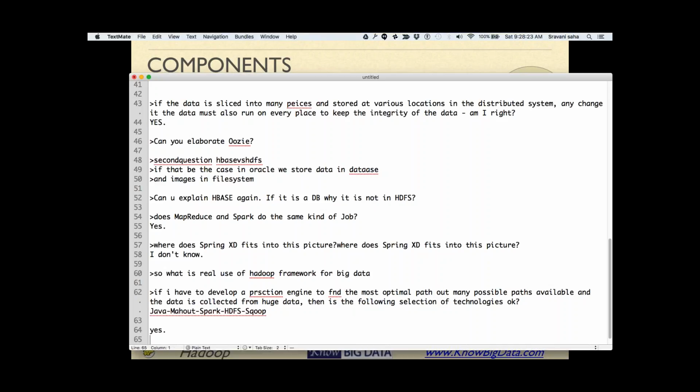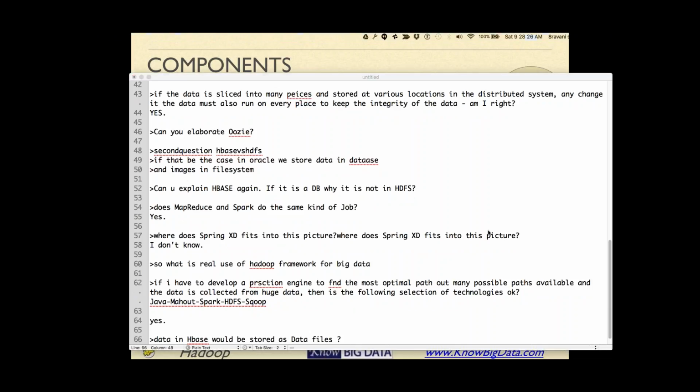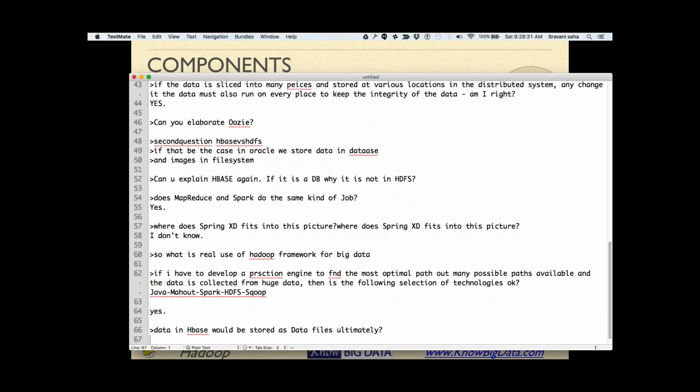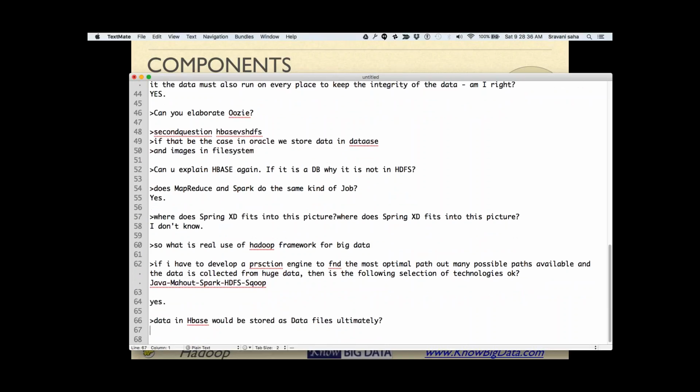A question from Abhay is that data in HBase would be stored in data files. Ultimately, yes, it will be stored in HDFS. HBase will store the data in HDFS. Sindhu is saying in Oracle we have pointers to the file system. Yes, that's right.